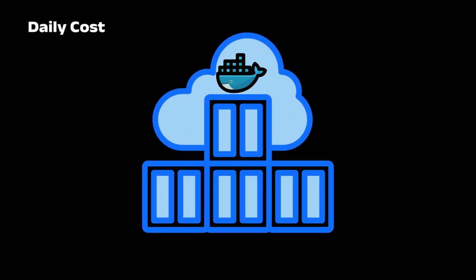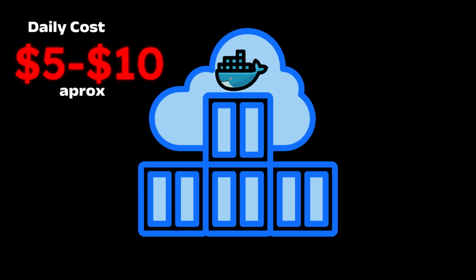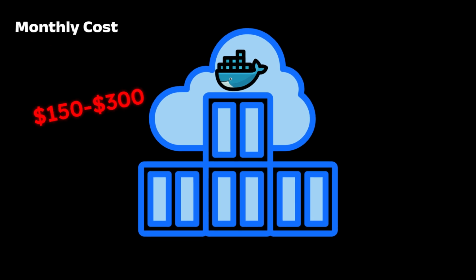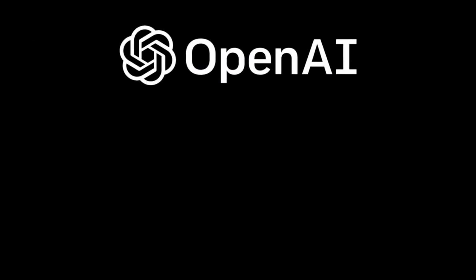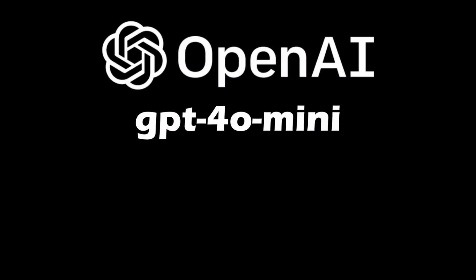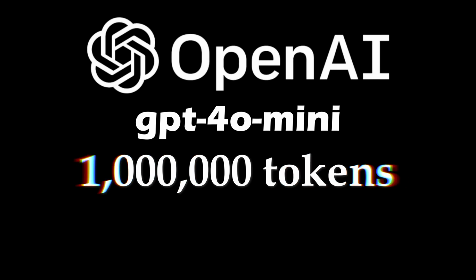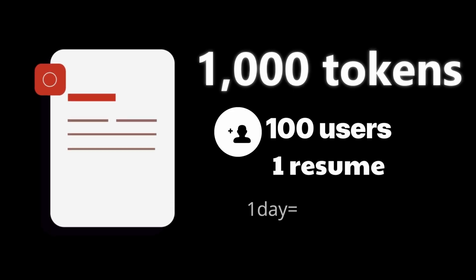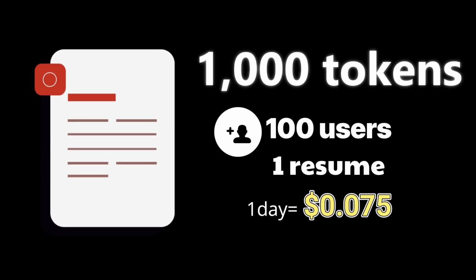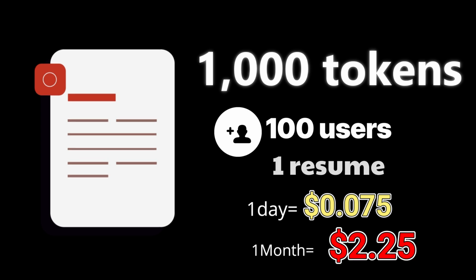Let's say that you have to run a small container. The daily cost could range between $5 and $10, which can translate to roughly $150 to $300 per month. In contrast, if you decide to work with providers like OpenAI and use a model like GPT-4o mini that offers 1 million tokens for 75 cents, and considering the average resume uses about 1,000 tokens, and imagine that 100 users generate one resume every day, your daily cost will be 0.075 cents. In approximately a month, that will be just $2.25.